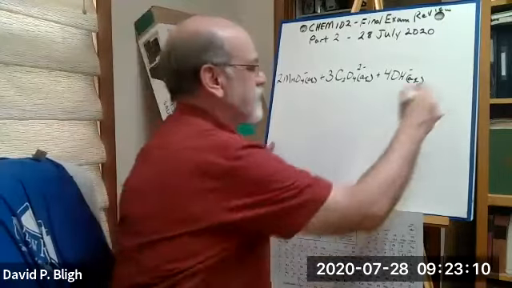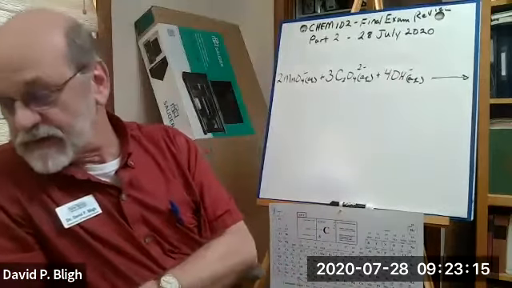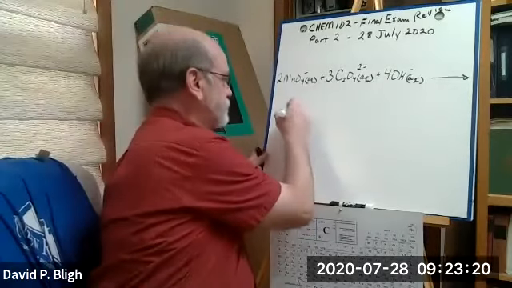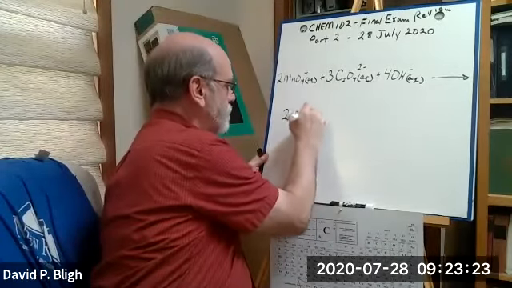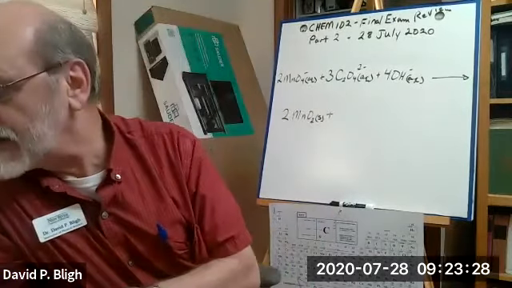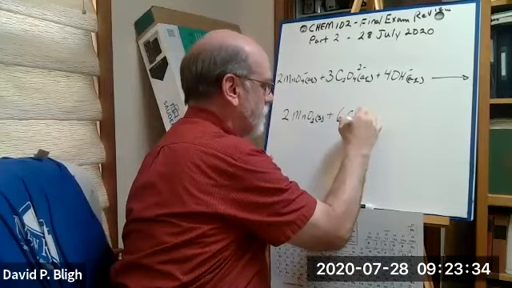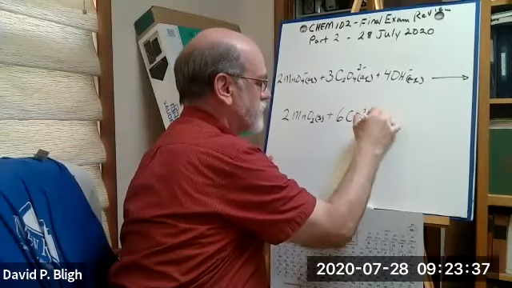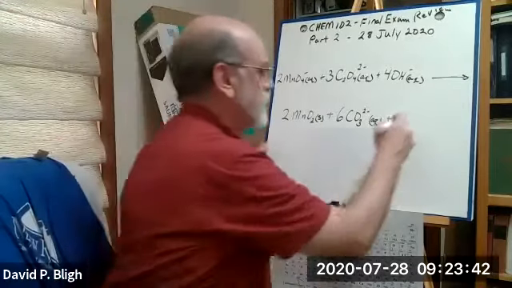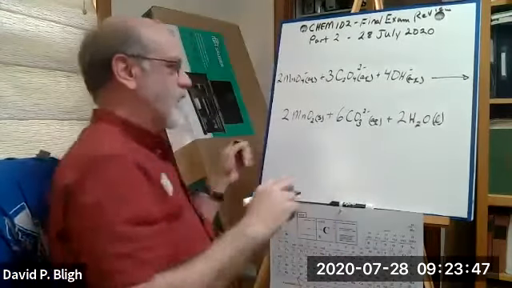And let's see. Let me just move down here for the products because this is a big reaction. Manganese dioxide, solid, is one product. And carbonate ion is another product. And the last one is water. Okay.